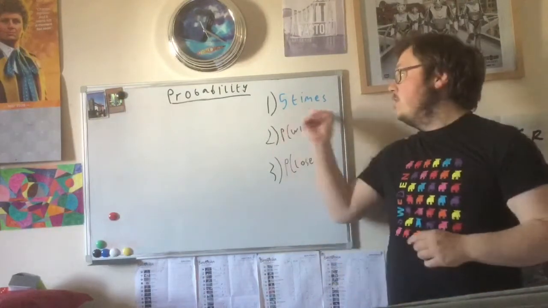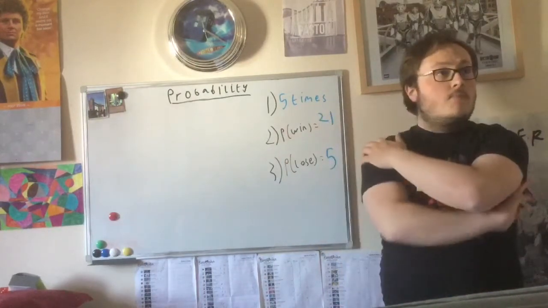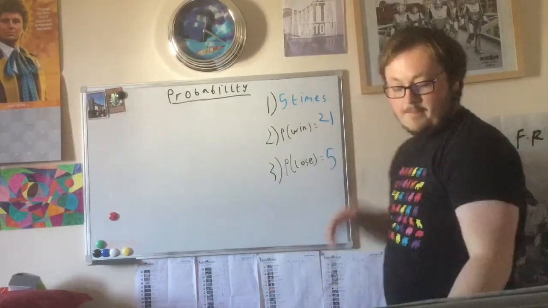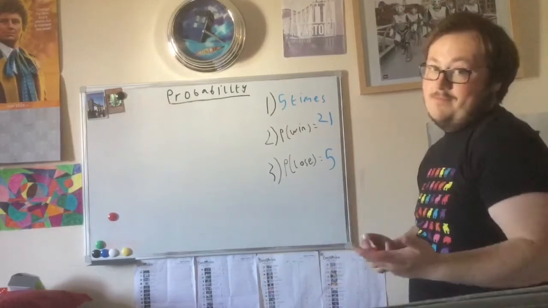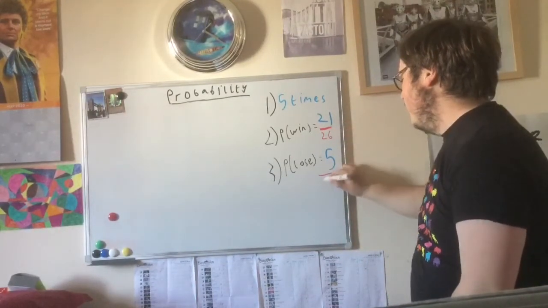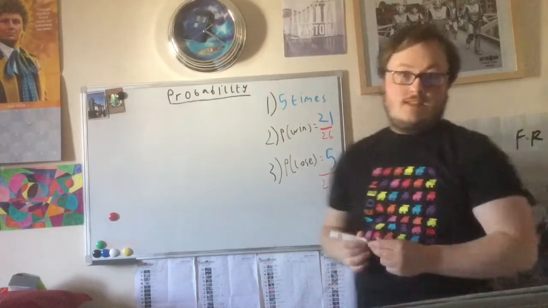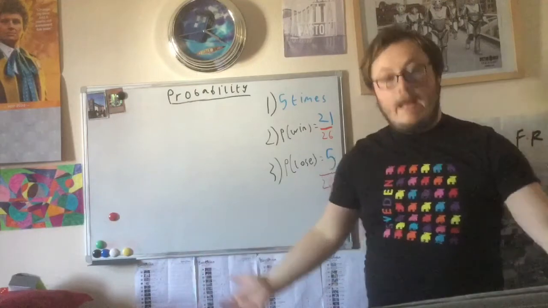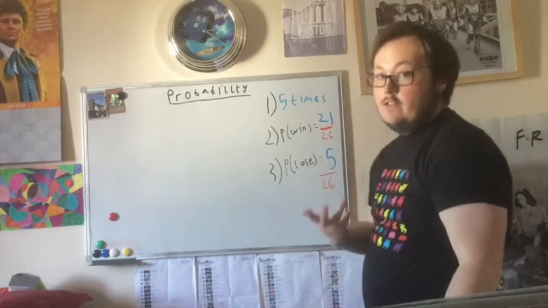There are 5 times we're doing it. The number of times that we're going to win is 21. The number of times that we lose is 5, but let's turn this into a fraction because remember, we can't have whole numbers. So it's 21 over 26 and 5 over 26. So, what is the probability that I win 4 out of those 5 times?